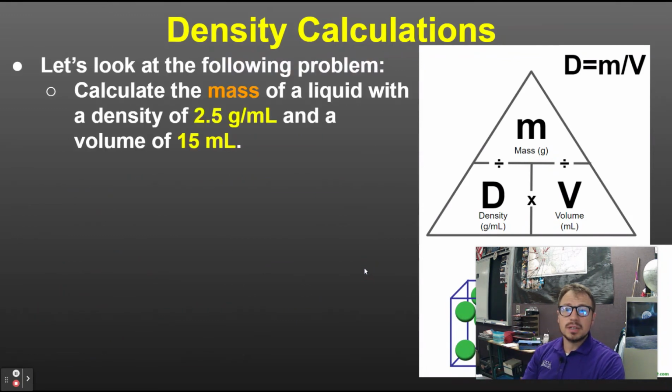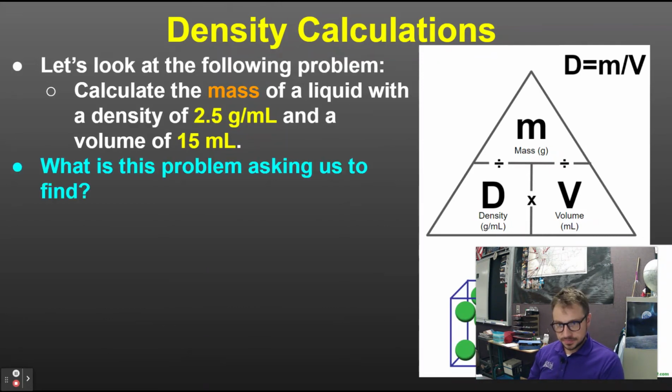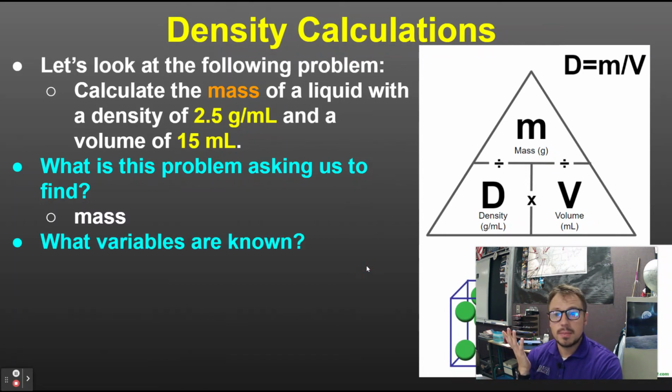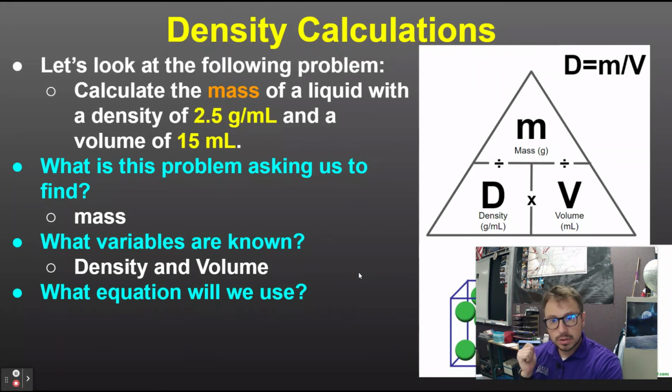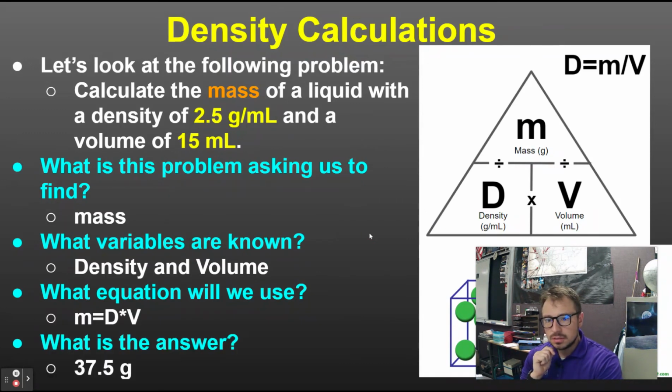The last kind of problem you can get: calculate the mass of a liquid with a density of 2.5 grams per milliliter and a volume of 15 milliliters. What is this problem asking us to find? Well, we're asked to find the mass. What variables do we know? Well, we know the density and the volume. So for the equation, I come over here and I cover up mass, and I'm left with density times volume. So the answer is 37.5 grams.